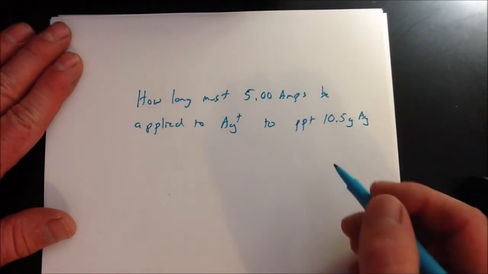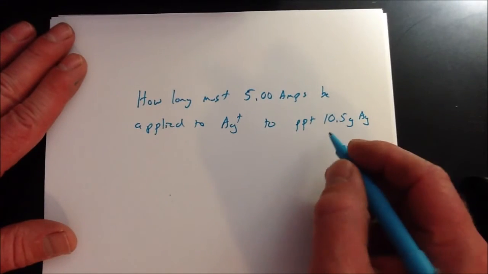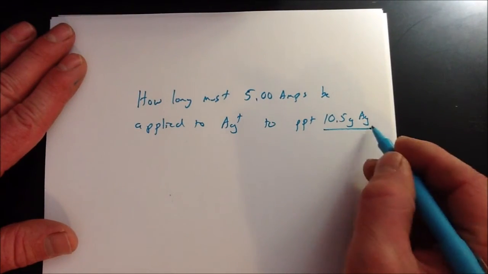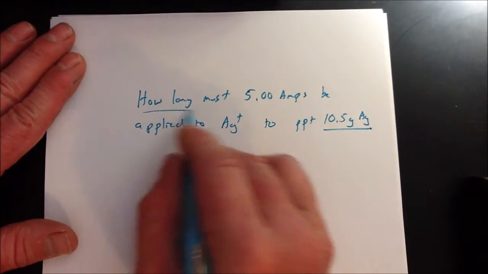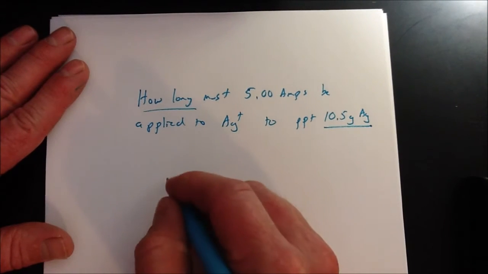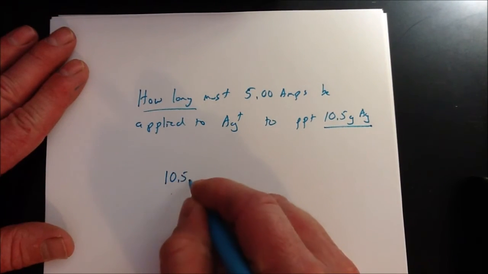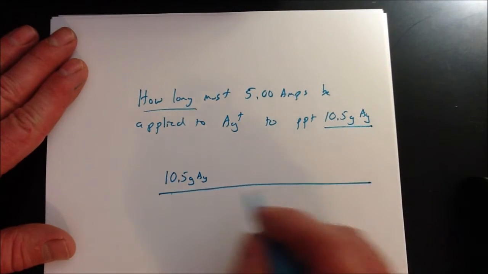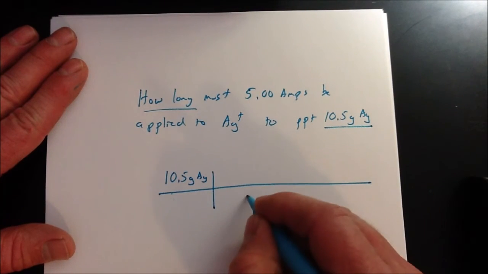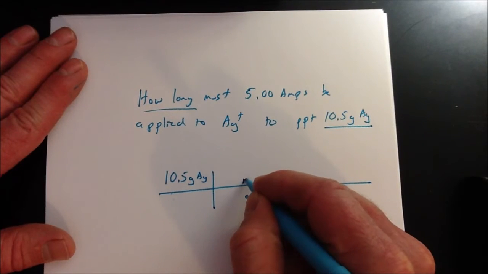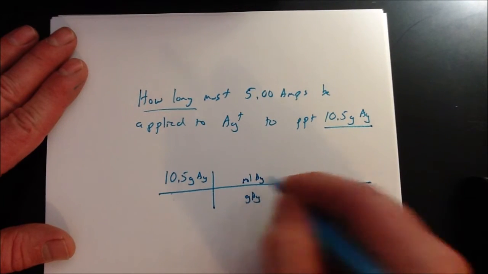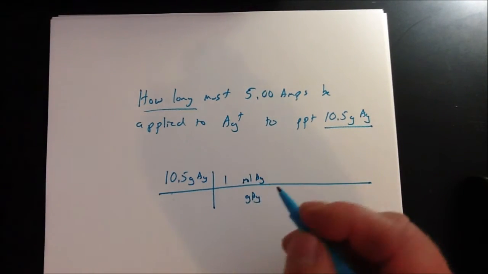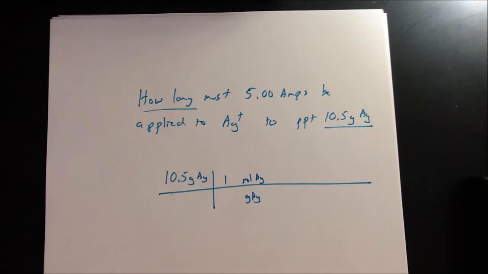So how long must that be applied? Well, it's stoichiometry, but now we're going from grams of something to ultimately some period of time. So we're going to start with 10.5 grams of silver. And the setup's going to look something like this. From grams of silver, we're going to go to moles of silver. So we're going to look up that molar mass of silver, and it's 107.9.